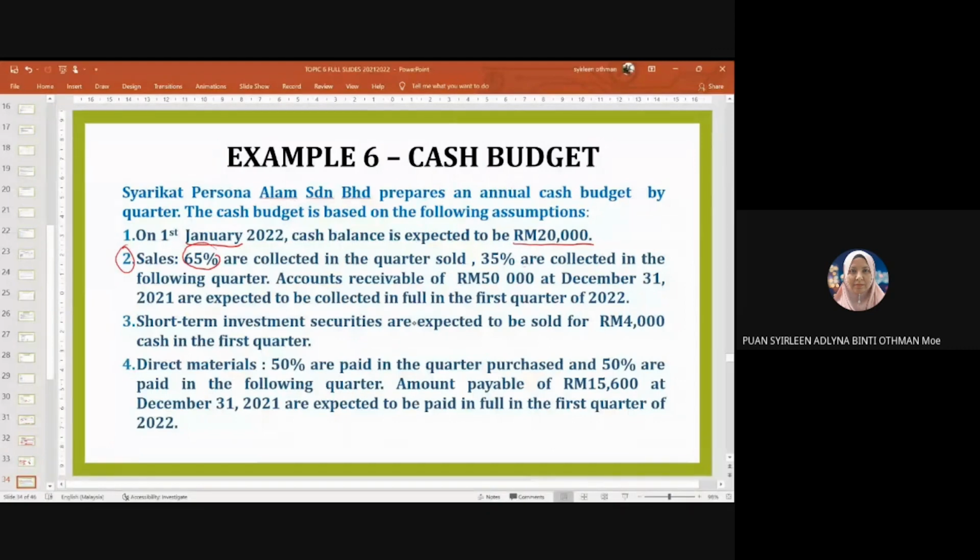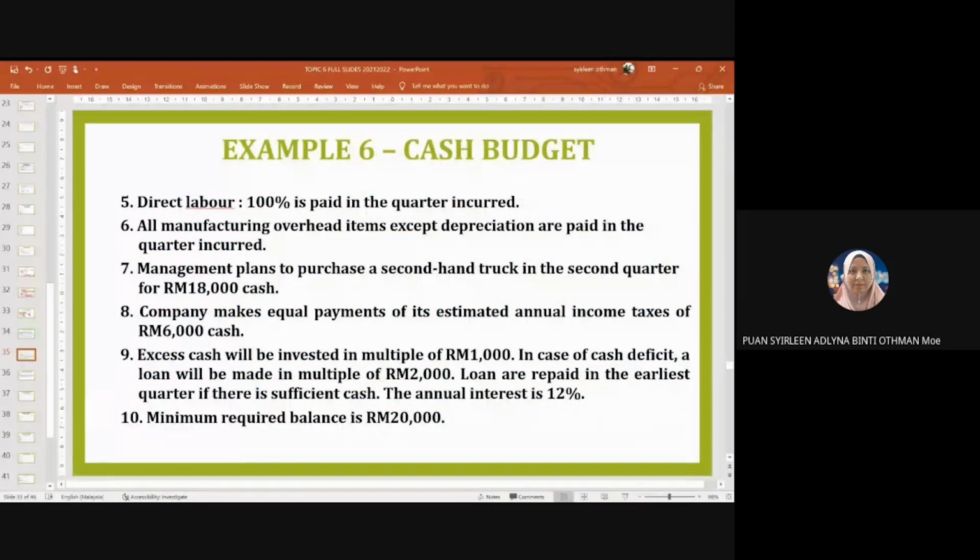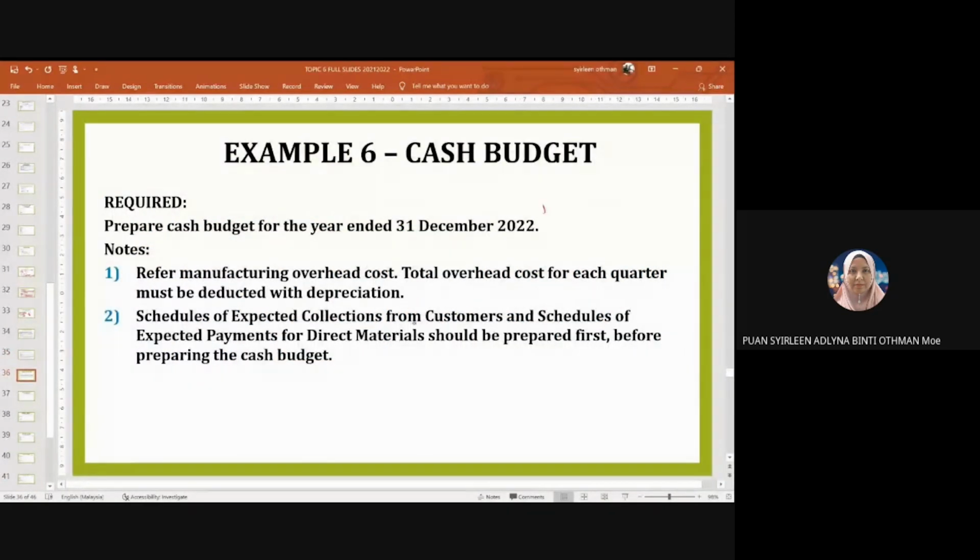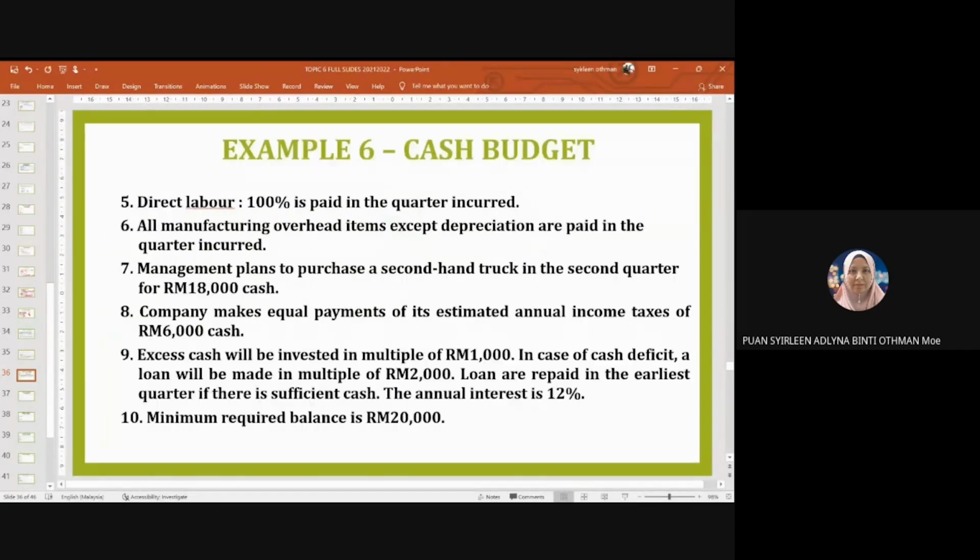Okay, so account receivable of 50,000, yang ni dia bagi information tambahan at 31st December 2021. Maksudnya ini adalah baki tahun lepas. Are expected to be collected in full in the first quarter. Okay, so that means yang ni sebenarnya kita buat ended 31st December 2022. That means I am going to have 4 quarters. Okay, quarter 1, quarter 2, quarter 3, quarter 4. That means we are going to do for the whole year.